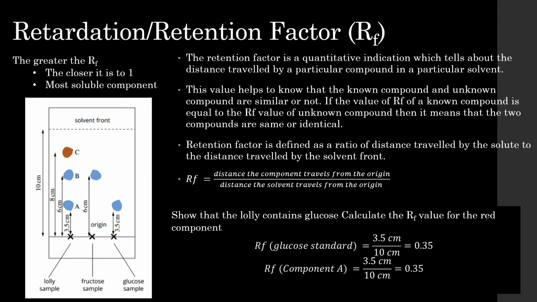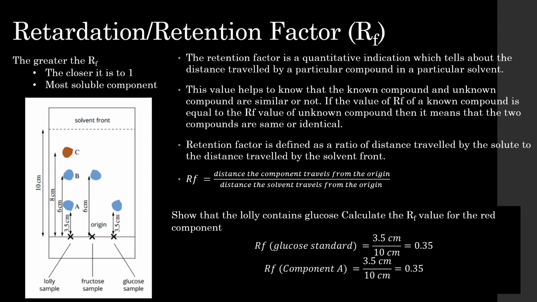So the value helps to know that the known compound and an unknown compound are similar or not. So if the value of the RF of a known compound is equal to the RF value of an unknown compound, then it means that the 2 compounds are the same or identical. Now, retention factor is defined as a ratio of the distance travelled by the solute to the distance travelled by the solute front.